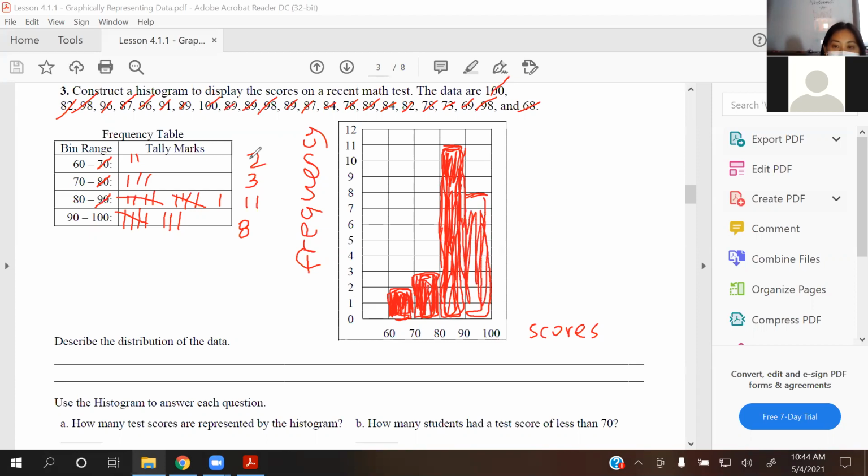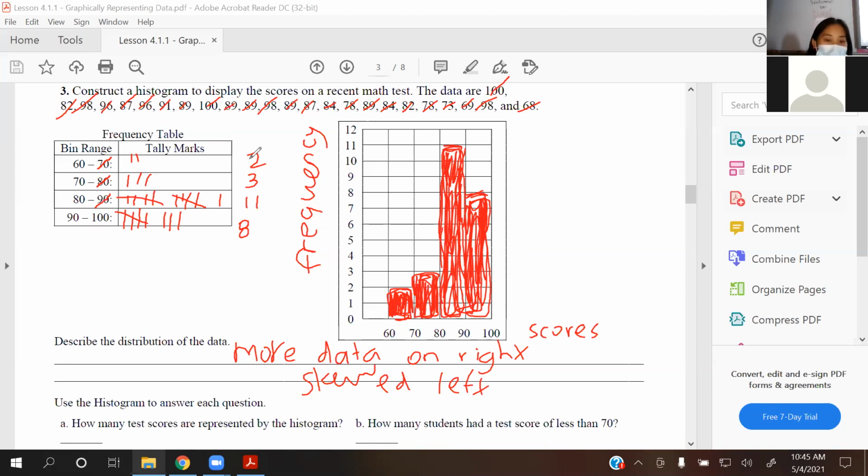So it kind of looks just like a dot plot in my opinion, except that it's bars this time and the bottom part is not exact numbers, it's a range. So your graph should eventually look just like this. And then when we're describing the distribution of the data, it's a lot like looking at the distribution of a dot plot. It's higher on the right side, so more data on the right. Which means it's skewed left.